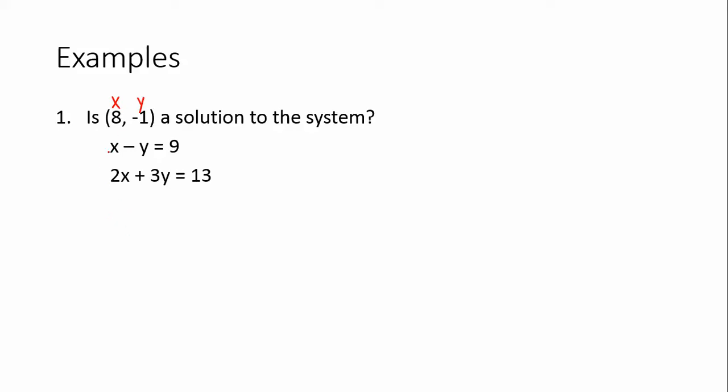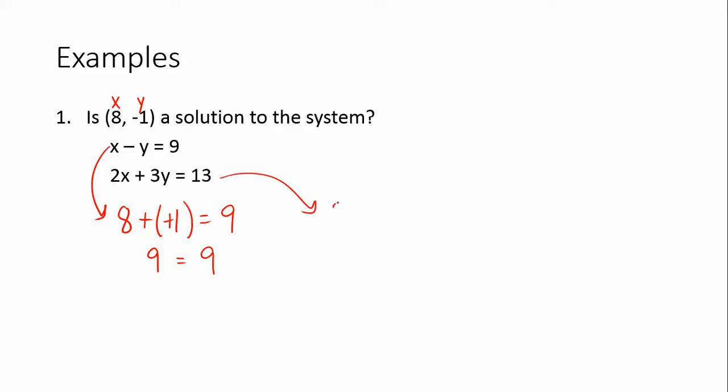So for the first equation here, we have 8 minus -1, and we want to know if that equals 9. Now if we do same change, you'll see that 8 plus 1 is 9. We get 9 equals 9. So the ordered pair solves the first equation, which means the line does go through that ordered pair, but we need to make sure that the second line also goes through the ordered pair in order for it to be the solution.